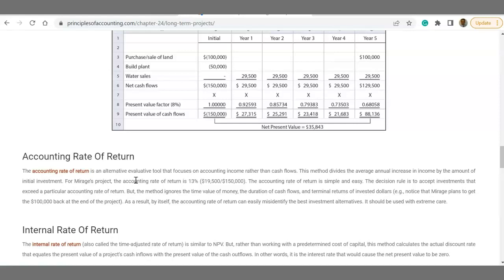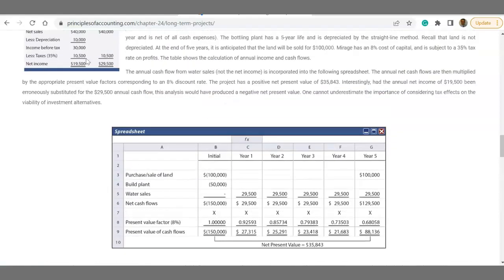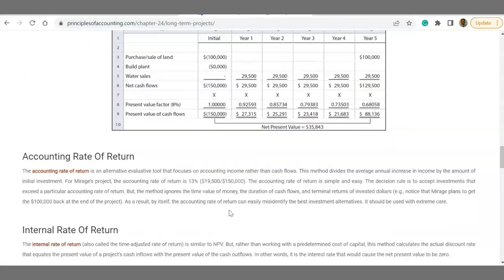For the Mirage project, the accounting rate of return is 13%, which is $19,500 return on $150,000 investment. Here, $19,500 net income return divided by total investment of $150,000 gives you a 13% accounting rate of return, okay?